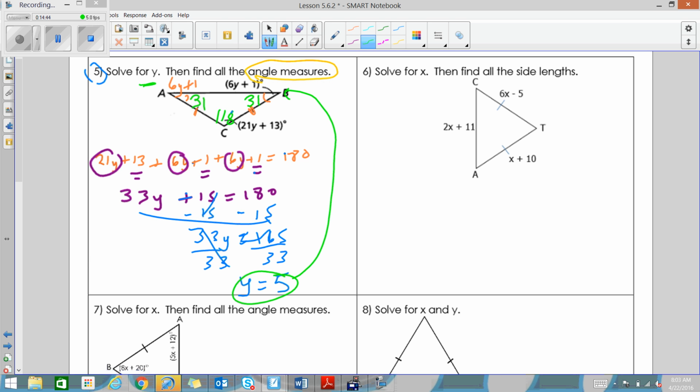All right, let's do one last problem. We're going to do number 6, and then you're going to get to go and start your homework, okay? Number 6, it says solve for the value of x, then find all your side lengths. Now, we're finding side lengths.